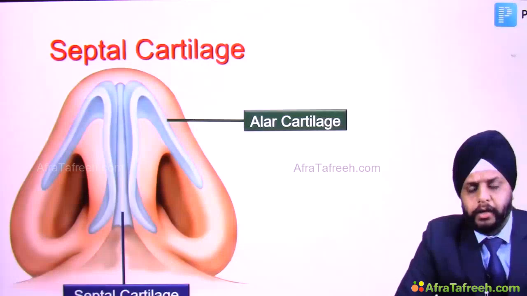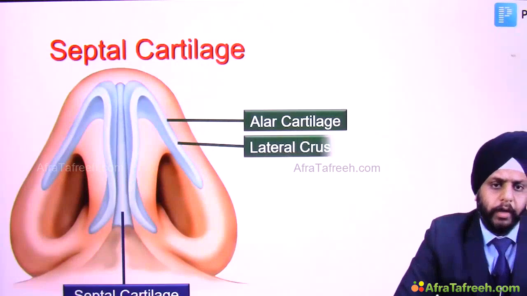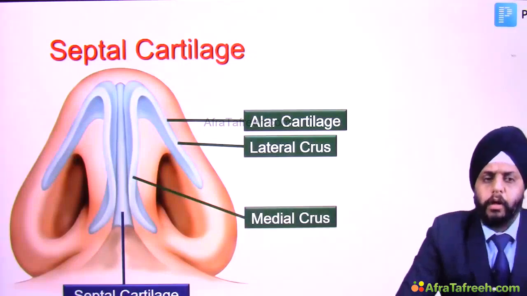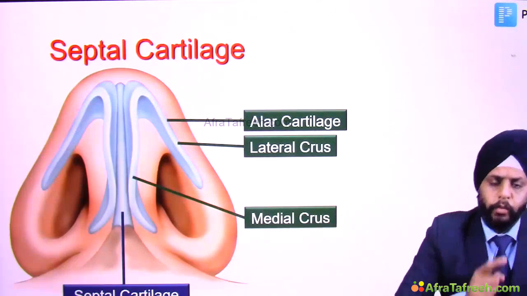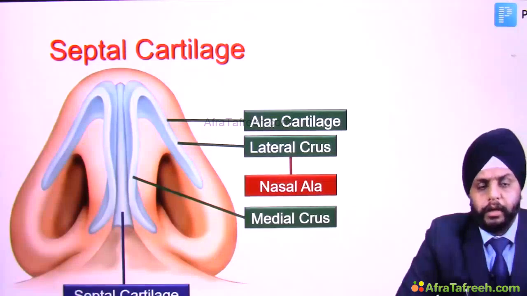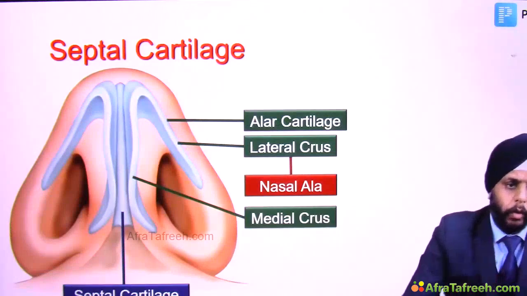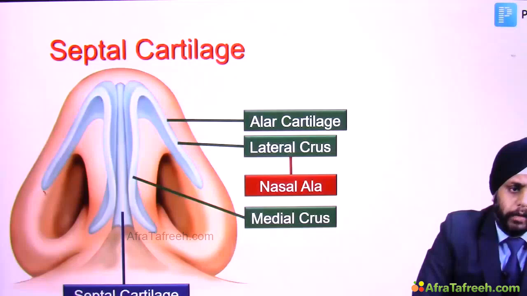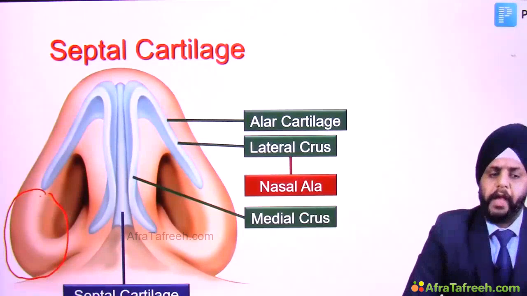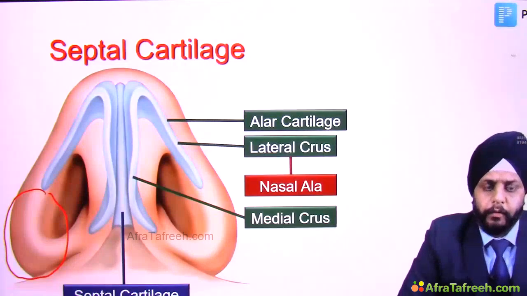Now this alar cartilage, if you see, it has two cruras or two crusts. Which are those two cruras? We have the lateral crura or lateral crust, and we have the medial crura or medial crust. As you can see, the lateral crura contributes to the nasal ala. So that is why it is known as alar cartilage. But notice clearly over here that majority of the ala is still fat. Although we have an alar cartilage which contributes to ala, the majority of ala still consists of fat.